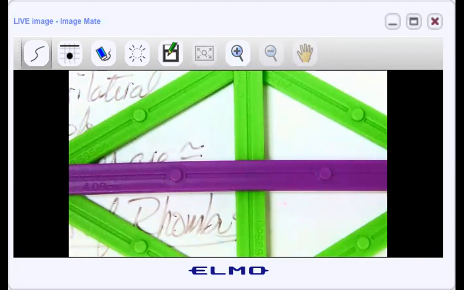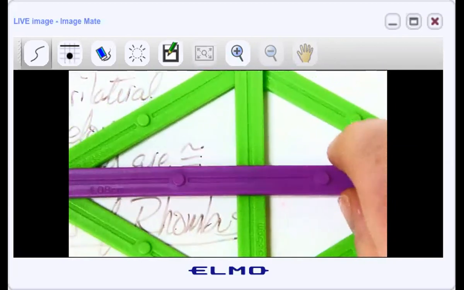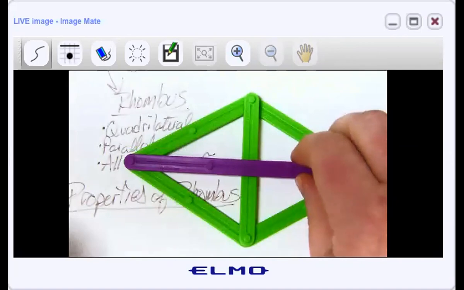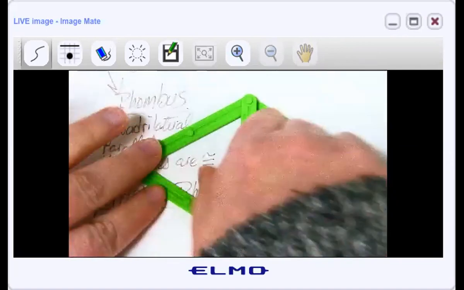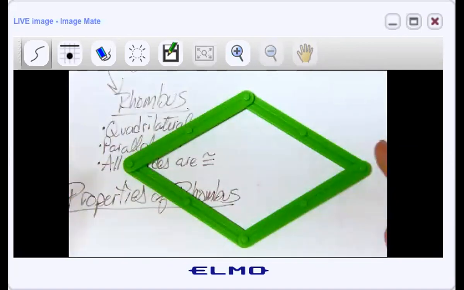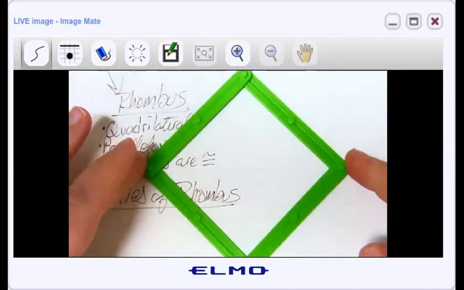Now hold on. What if the rhombus that we were starting with just so happened to be a square?